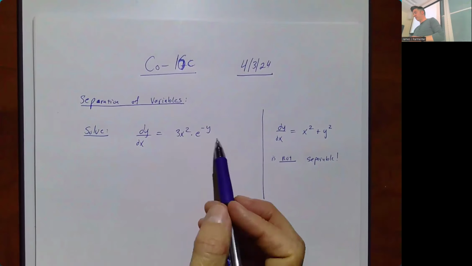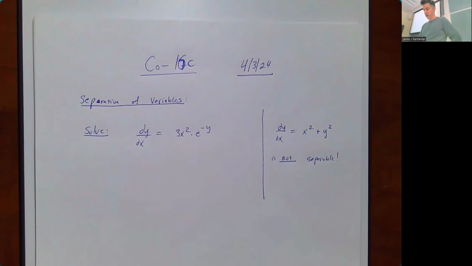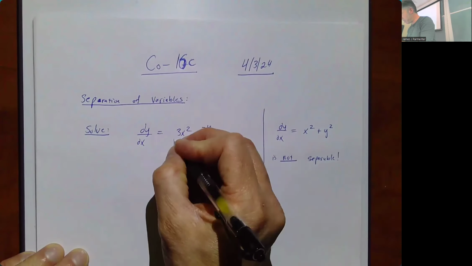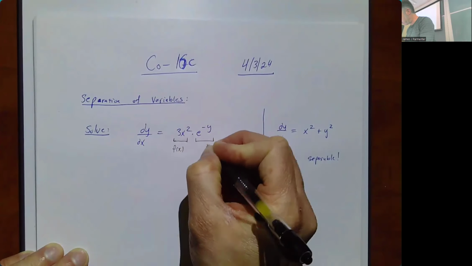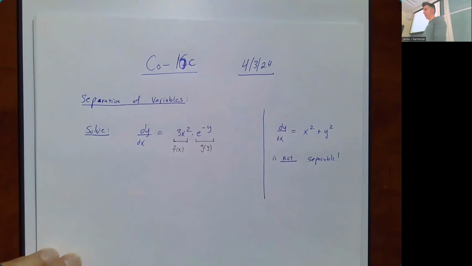So this one definitely is separable. In fact, it's already written in a separable way. We have here some function of x. We have here some function of y. We don't really need to call them f of x and g of y. I'm just pointing out that we have a function of x times a function of y.